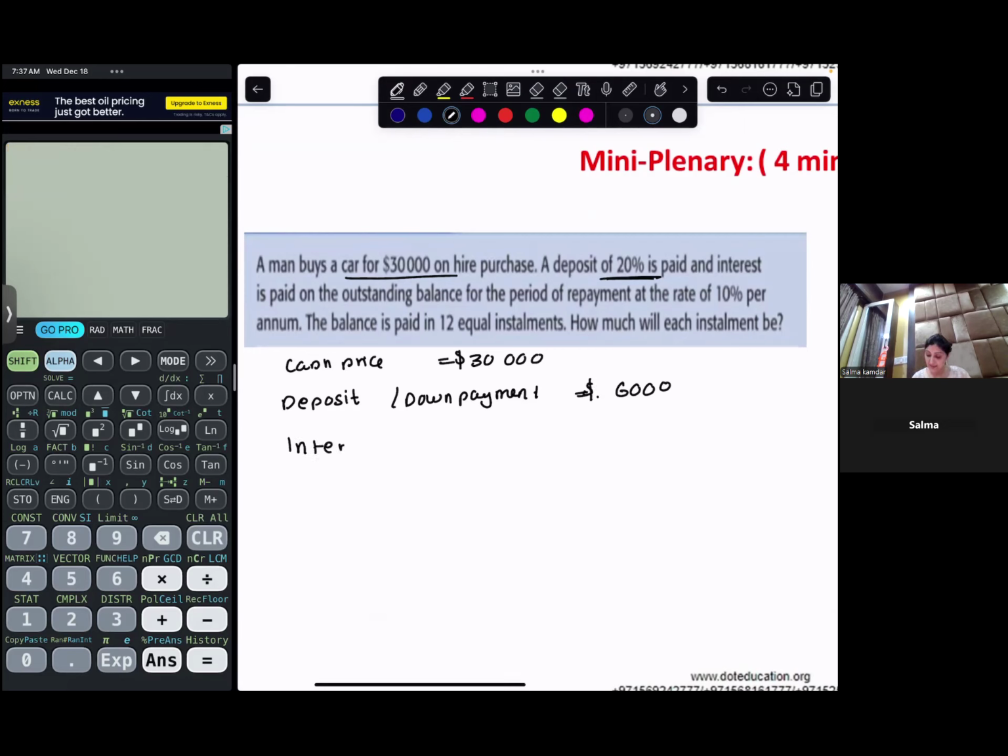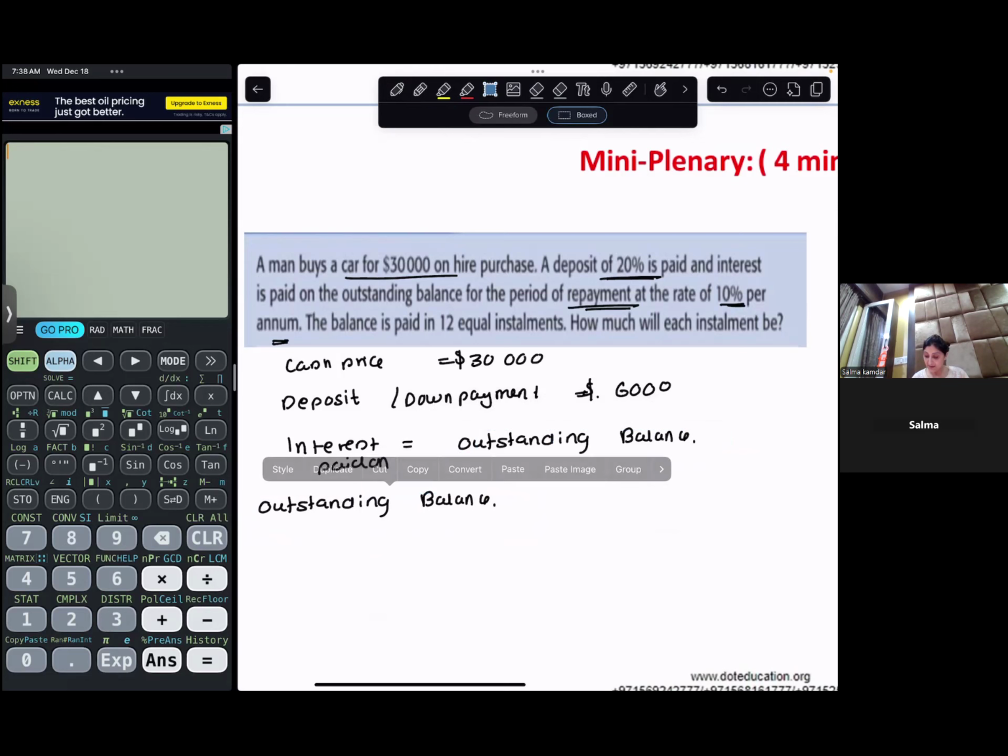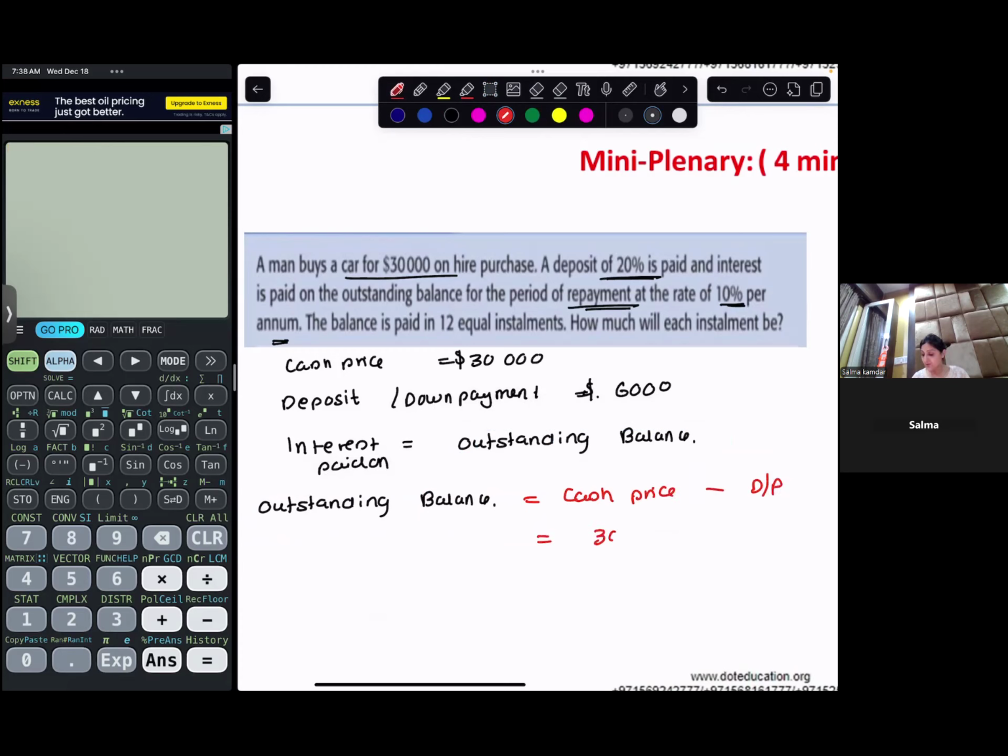Interest is paid on the outstanding balance for the period of repayment at the rate of 10% per annum. Let's find the outstanding balance. My outstanding balance is my cash price minus my down payment. My cash price is 30,000. My down payment is 6,000. So my outstanding balance is 24,000.